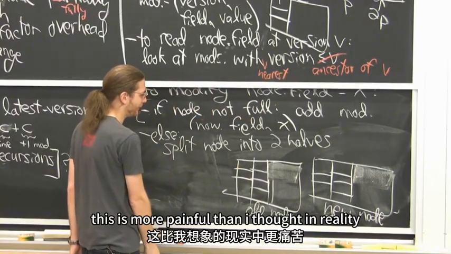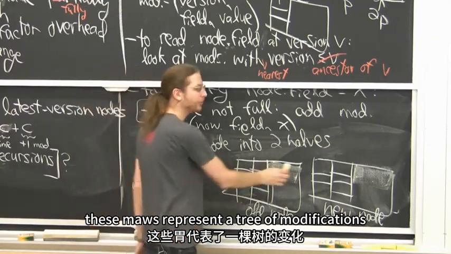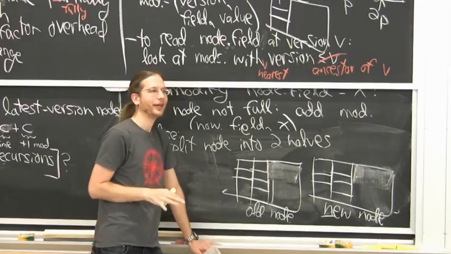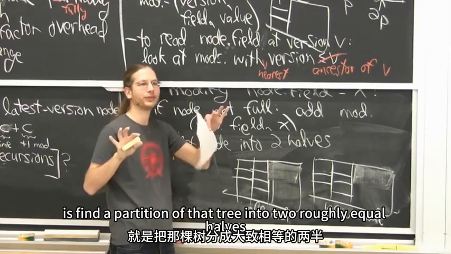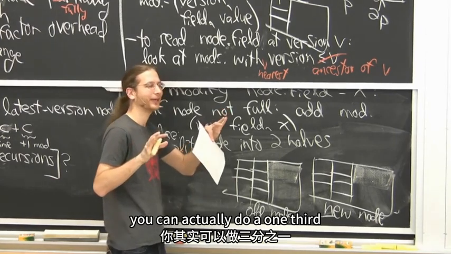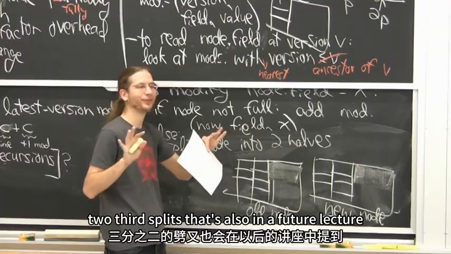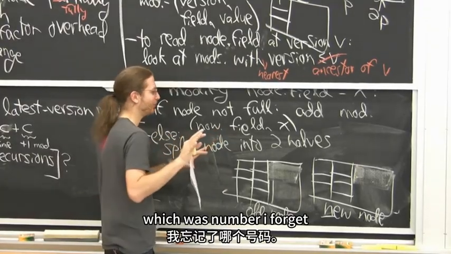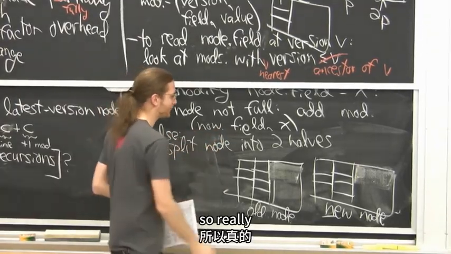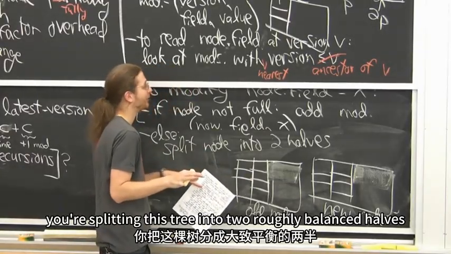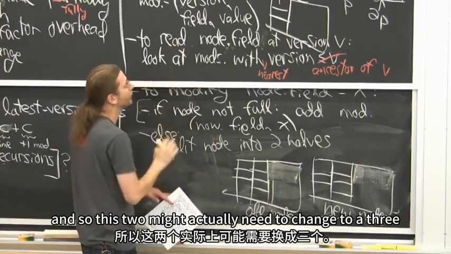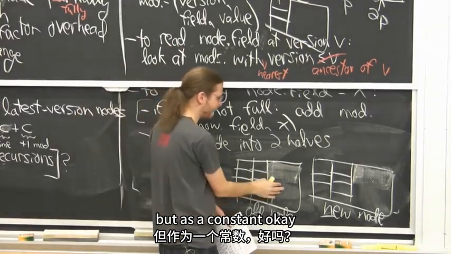This is more painful than I thought. In reality, these mods represent a tree of modifications, and what you need to do is find a partition of that tree into two roughly equal halves. You can actually do 1/3, 2/3 splits. That's also in a future lecture, whose number I forget. So really you're splitting this tree into two roughly balanced halves. And so this 2 might actually need to change to a 3, but it's a constant.